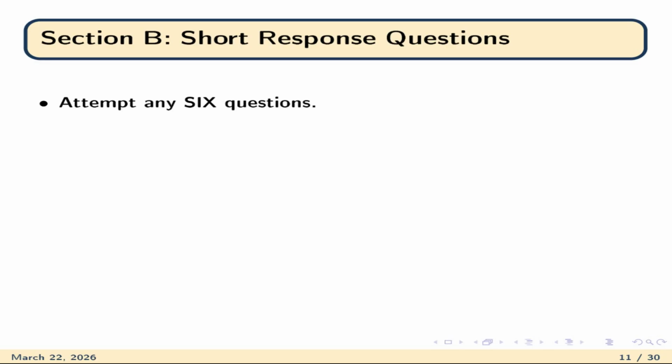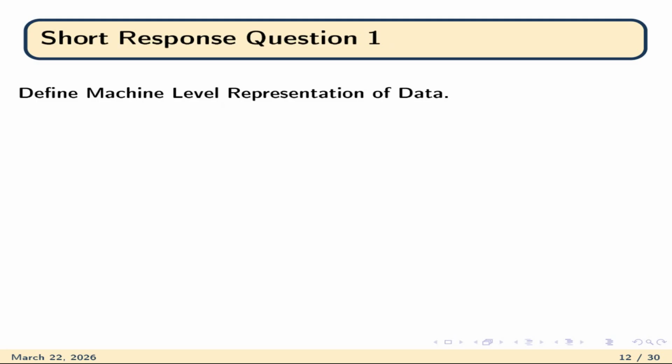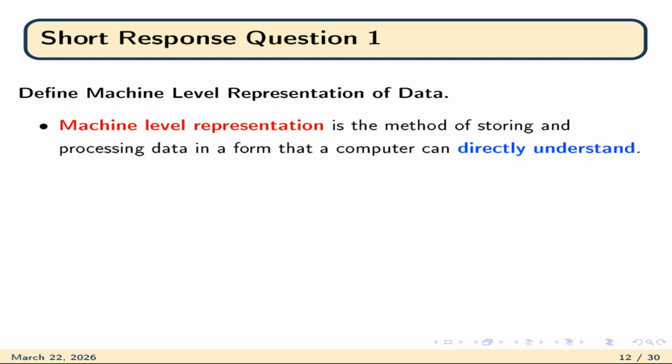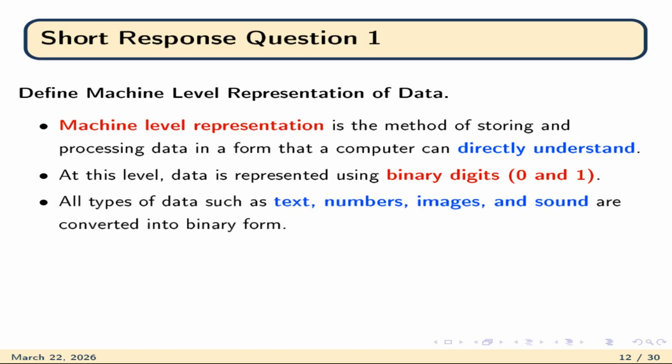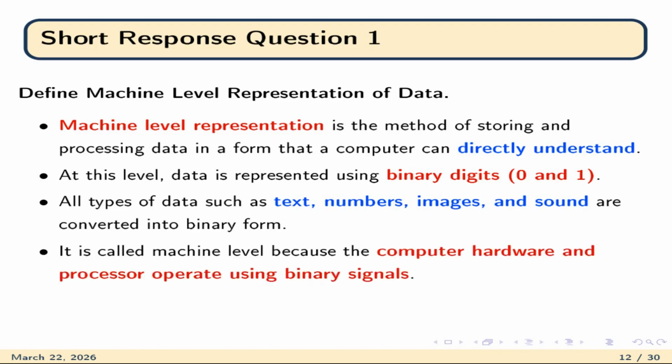Section B, that is short response questions, and you will attempt any 6 questions. Question number 1: define ML, meaning machine level representation of data. Machine level representation is the method of storing and processing data in a form that a computer can directly understand. At this level, data is represented using binary digits, 0s and 1s. All types of data such as text, numbers, images, and sound are converted into binary form.